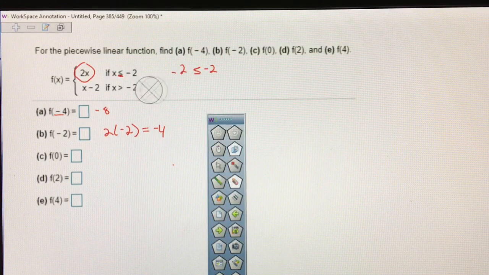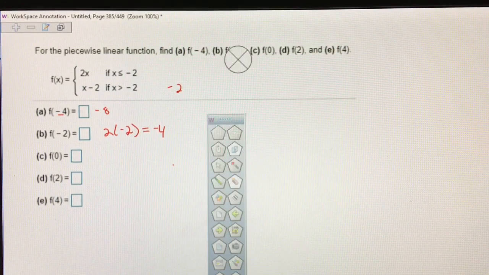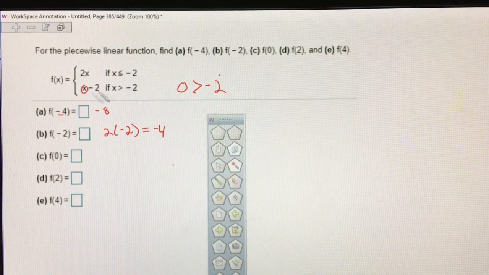F of 0. Now I have to reevaluate this. 0 is greater than -2. So I have a -2 here. And I have to realize that 0 is bigger than -2. So I'm going to put the 0 in there. 0 minus 2, well, that's -2.